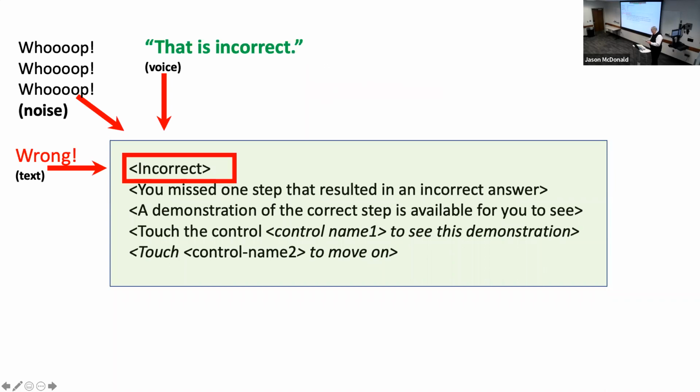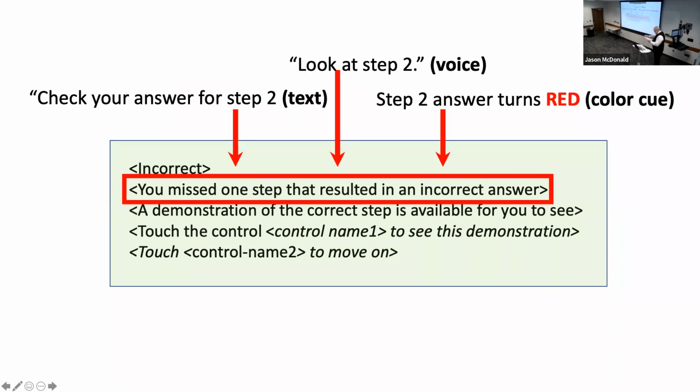For each message element, there are multiple representations that are possible. So you can say incorrect. How many different ways can you get across the idea, intention, saying it's incorrect? Well, you can do text, noise, voice, depending on what kind of a cultural metaphor you're speaking to. You also have the same for other message elements. Each has multiple possible representations. So once again, you can do text, you can do voice, you can use color cues. There is a language of representation that is separate from the intention of what you're trying to say.